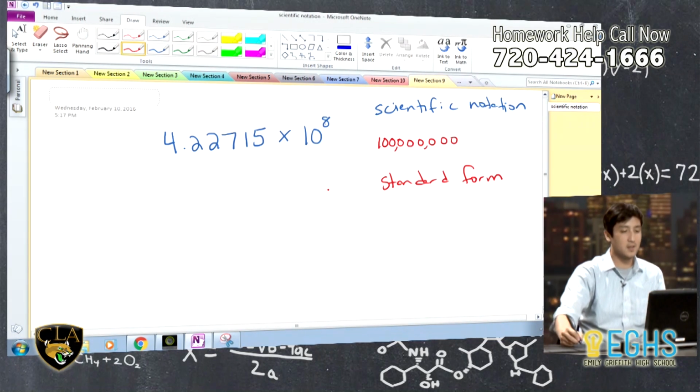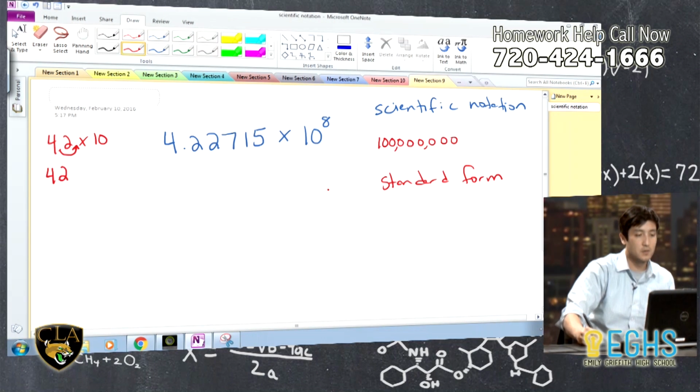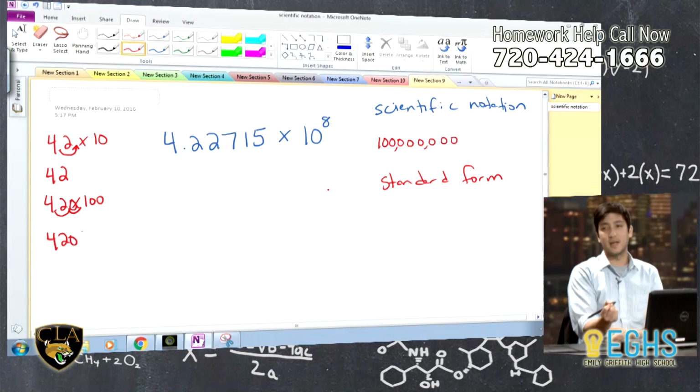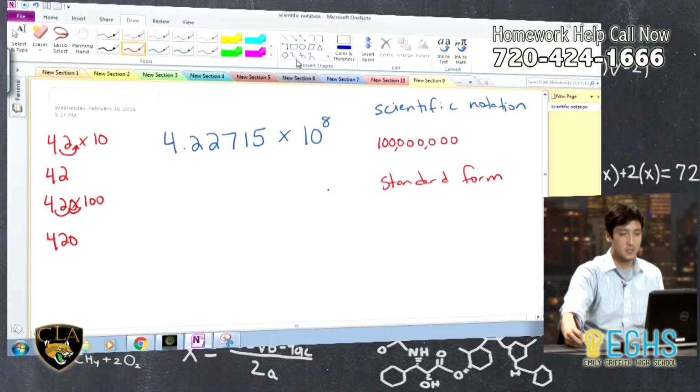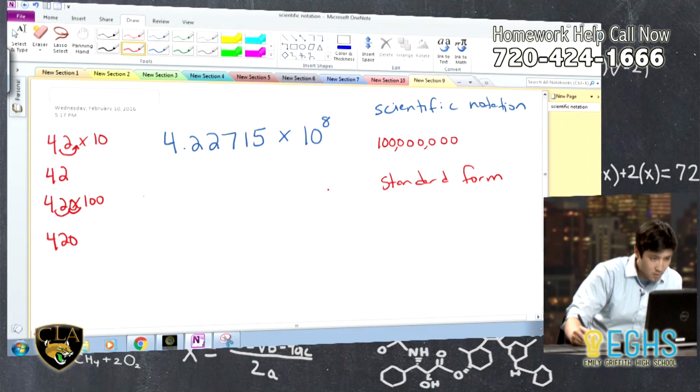When we're multiplying anything, like if I did 4.2 times 10, we could just move the decimal place over 1, and we could say that this is 42. If I did 4.2 times 100, we could move this decimal place over to the right 2 times, and there's nothing there, so we would do 420. And we could just continue this. In scientific notation, if I want to convert this, really what we're saying is 4.22715 times 100 million.